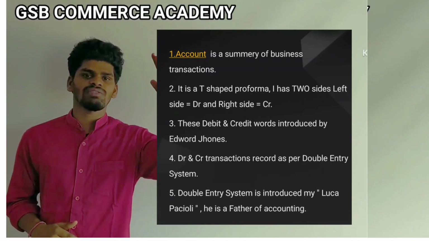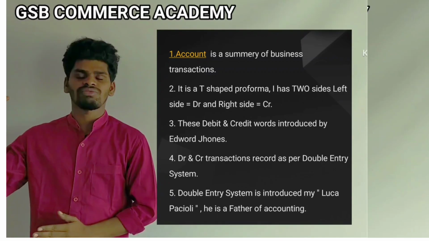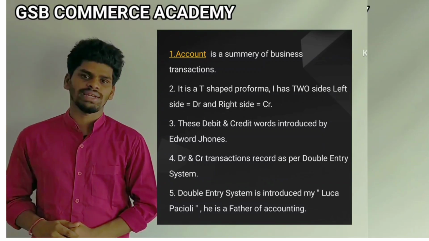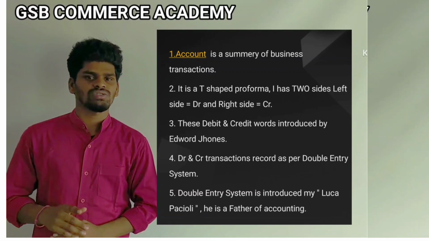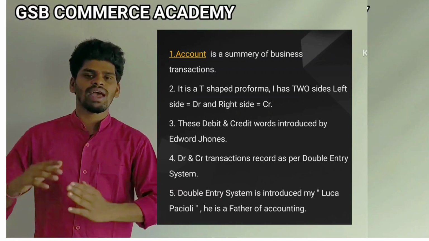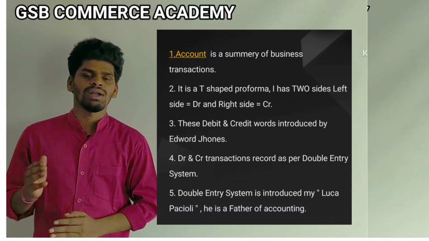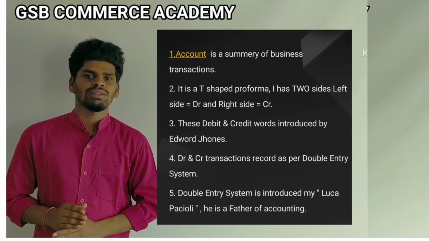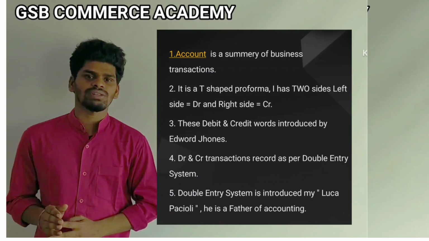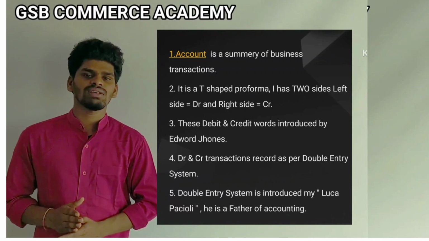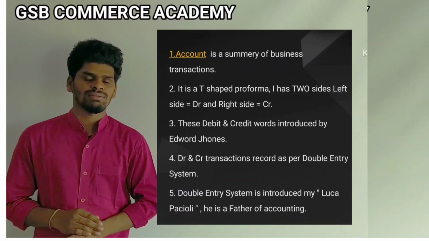The debit in short form is DR, credit in short form is CR. And debit and credit, these words were introduced by Edward Jones. And these debit and credit are equal according to the double entry system. This double entry system was introduced by Luca Pacioli. Luca Pacioli is the father of accounting.